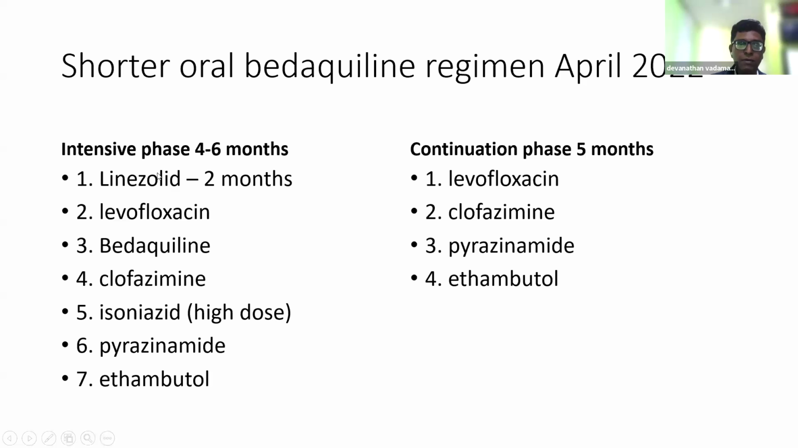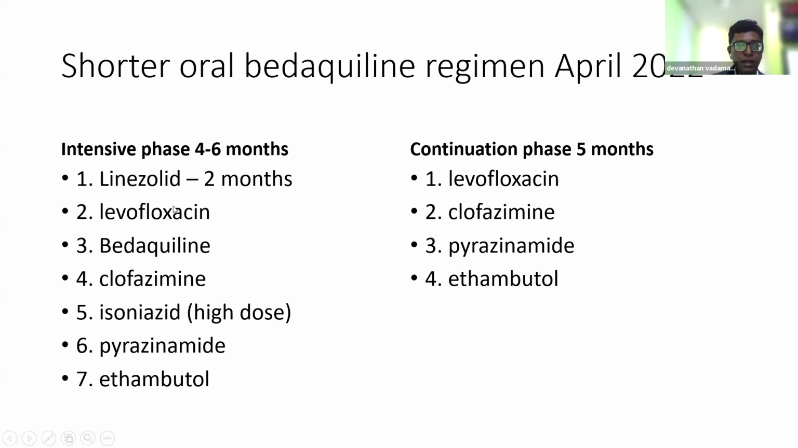There's a new change in this regimen with regards to the past 4 months. Linezolid is being given in place of ethionamide. Linezolid alone will be given for 2 months, though the intensive phase is for 6 months. Linezolid will get over in 2 months, because this is a highly toxic drug, it's given only for 2 months. The major toxicity we see with linezolid, as already mentioned, is anemia and peripheral neuropathy. And optic neuritis can also occur.